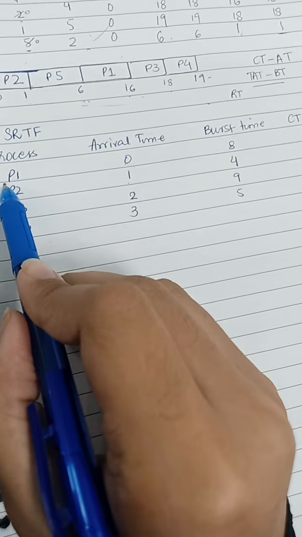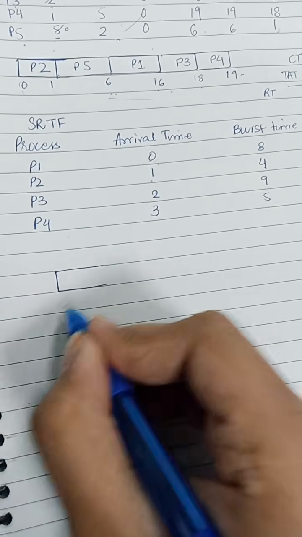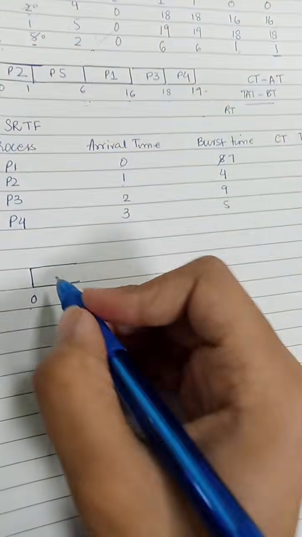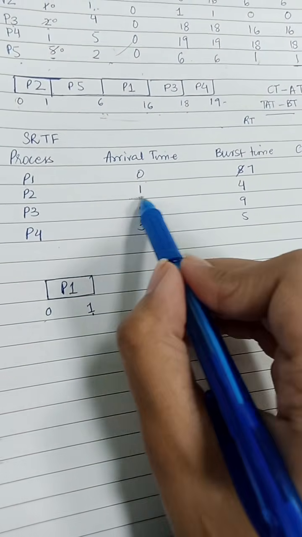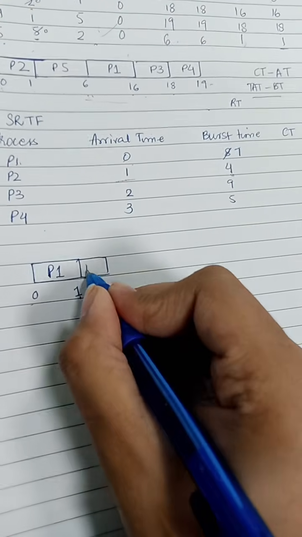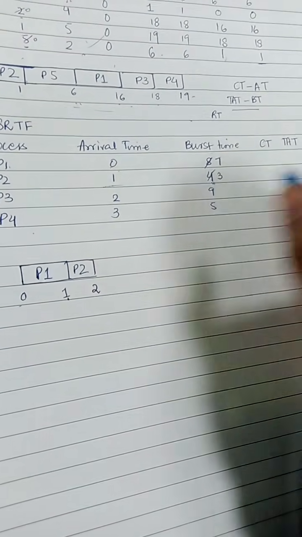At arrival time 0, I have only one process, which is P1. So I'll create a Gantt chart in which from 0 to 1, I'll execute process 1. This becomes 7, right? So P1. Then at 1, I have two processes, P1 and P2. The burst time of P2 is smaller than P1, so I'm going to select P2. This becomes 3.